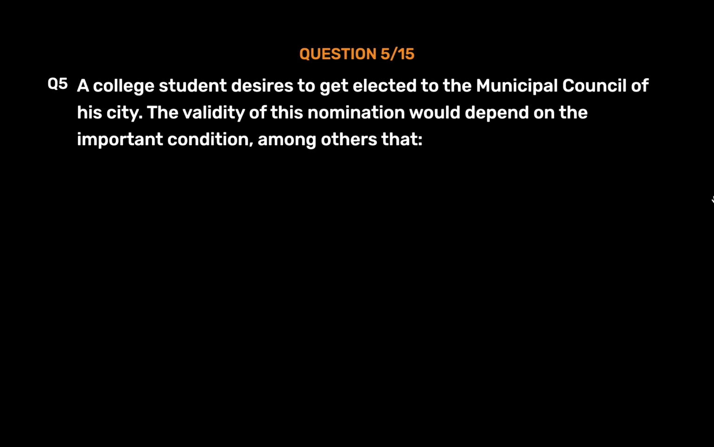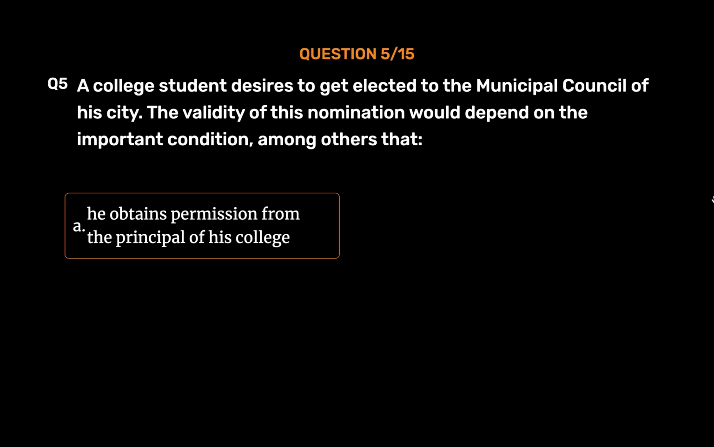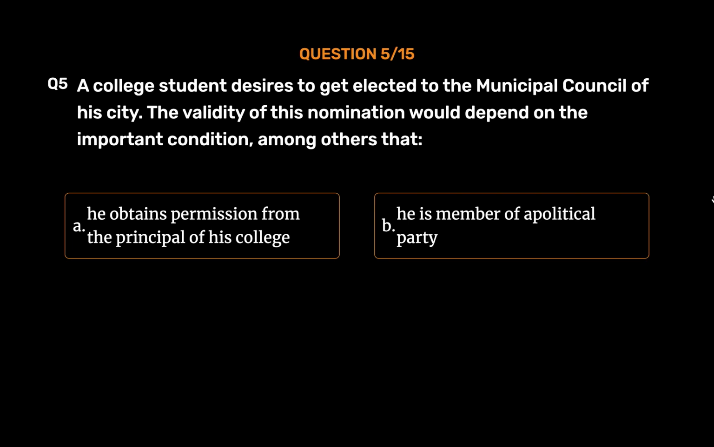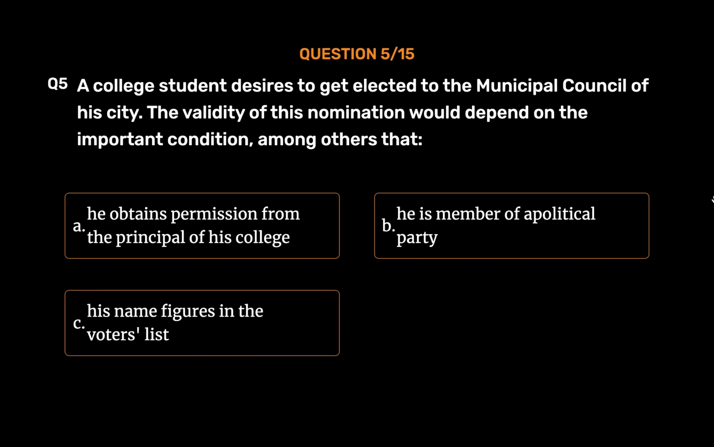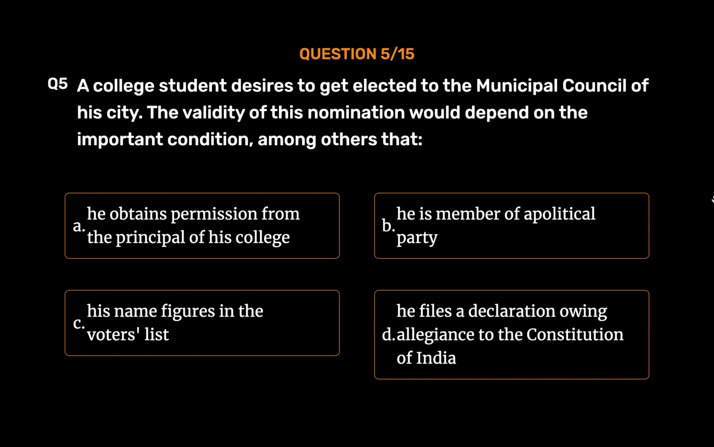Question number 5. A college student desires to get elected to the Municipal Council of his city. The validity of this nomination would depend on the important condition, among others, that Option A. He obtains permission from the principal of his college. Option B. He is member of a political party. Option C. His name figures in the voters list. Option D. He files a declaration owing allegiance to the Constitution of India.